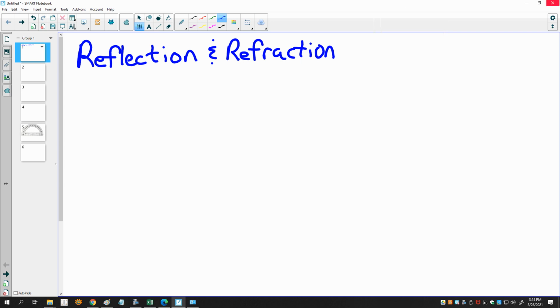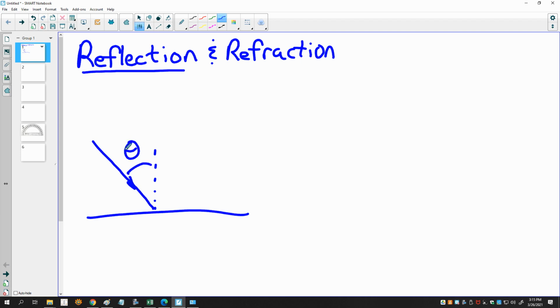This is the experiment on reflection and refraction. First, let's deal with the physical principle of reflection. Reflection occurs when I have an incident ray. Remember, I always measure the angle for my incident ray from an axis that is perpendicular to the optical surface, to the reflective surface, your mirror in this case.